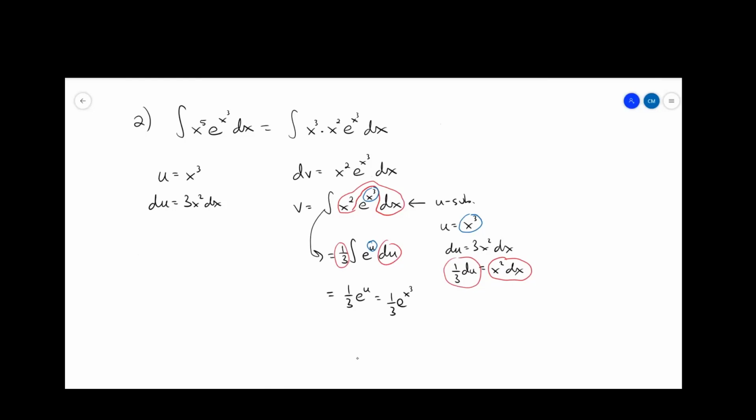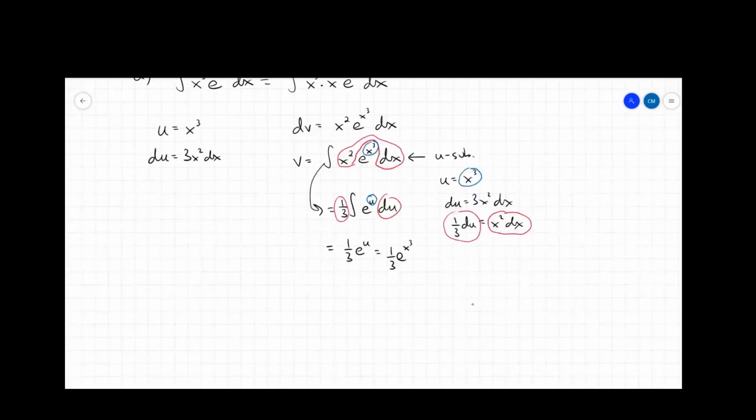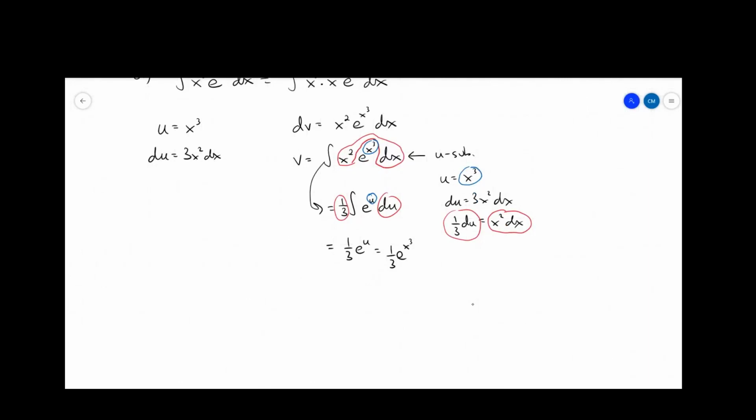Now, all of that was done just to figure out what v is, right? And so coming back up to the top, this whole thing that we started with can then be written as uv, so x to the third, and then we'll put the 1/3 in front, e to the x to the third. So that's the u and the v, minus the integral v du. What was v? 1/3 e to the x to the third.